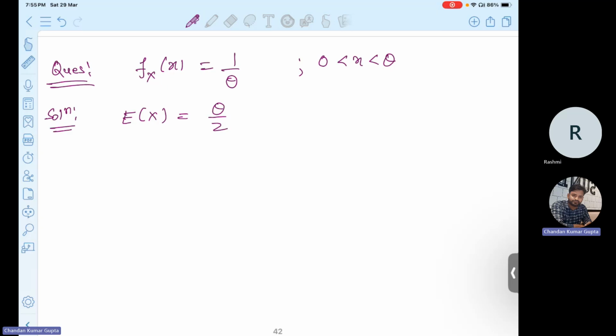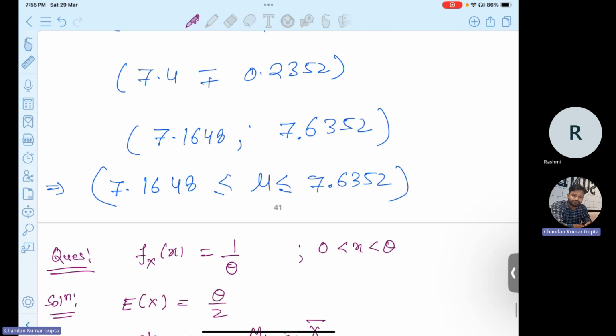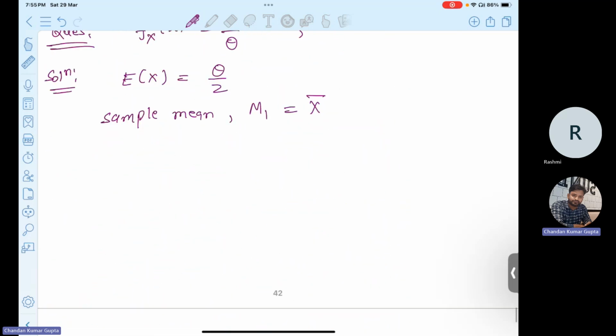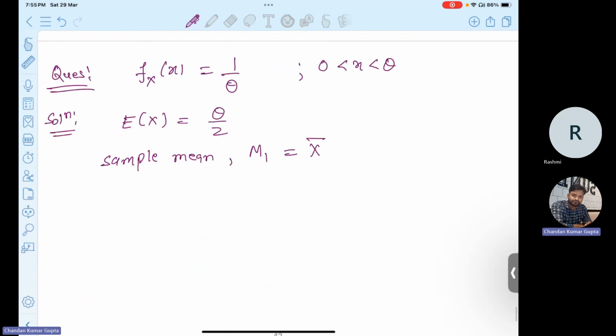And the sample mean, which is m1, or directly x bar, is there. Okay, so we now equate the expected value of x to m1. This implies theta by 2 is equal to x bar. So theta cap is nothing but twice x bar.